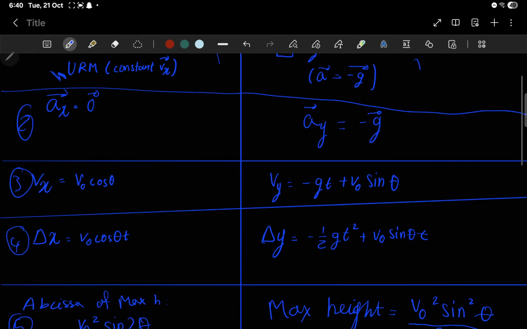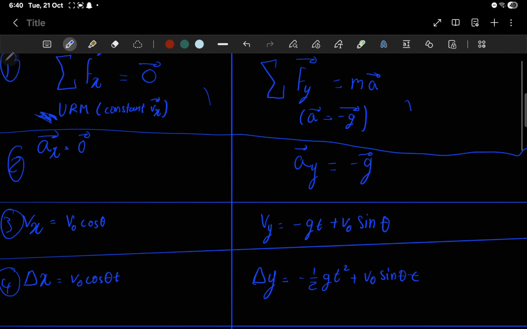So since it's moving at uniform motion on the x-axis, you're going to have 0 acceleration, right? Uniform motion, constant velocity, right? But for y here, you have an acceleration. What's this acceleration? It is negative g.